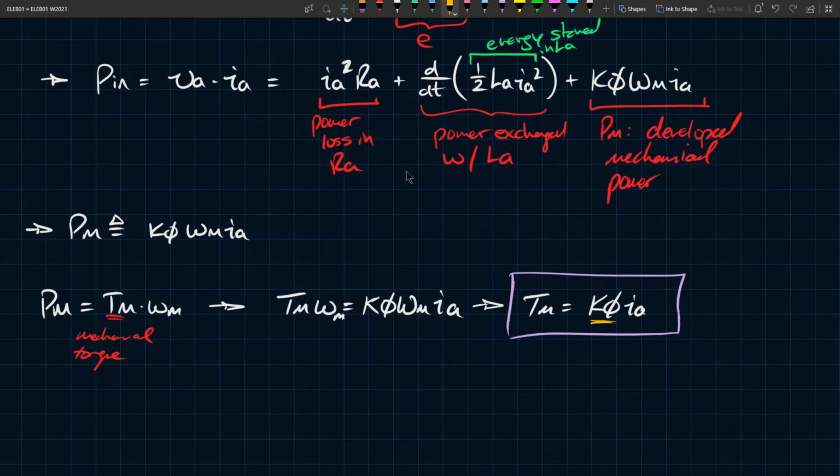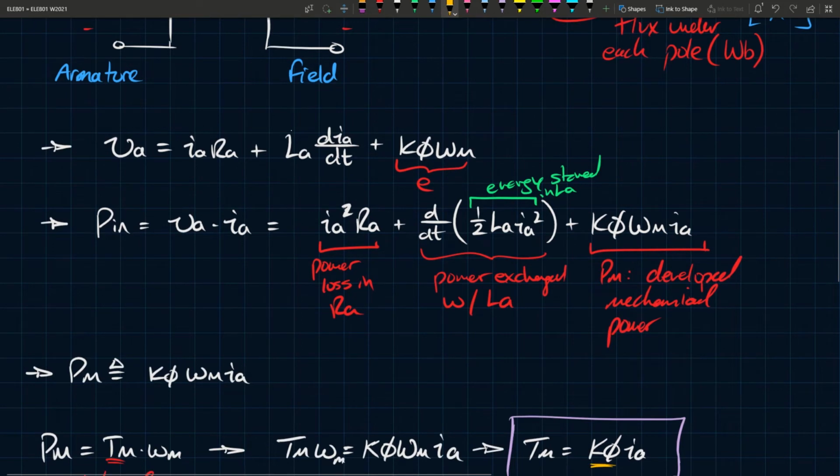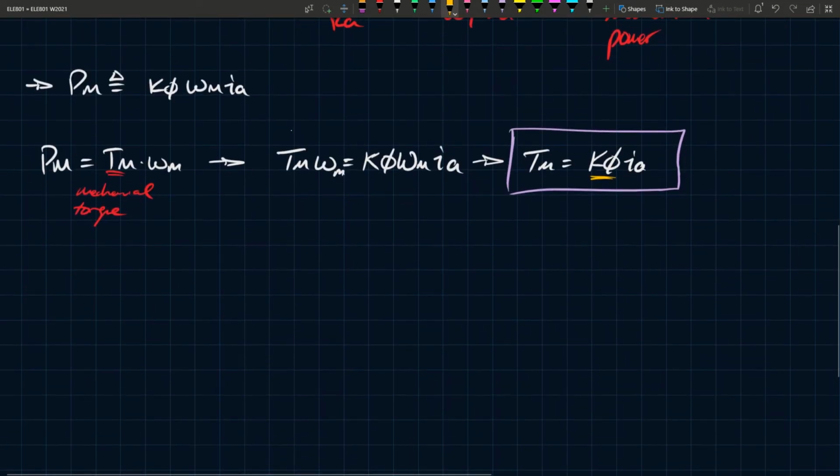And finally, the power in the field winding does not contribute to any mechanical power, and it's lost entirely in RF. The purpose of IF is to establish a magnetic field, which is why in some cases you can use permanent magnets to bypass that, but those kinds of machines have their own separate issues.